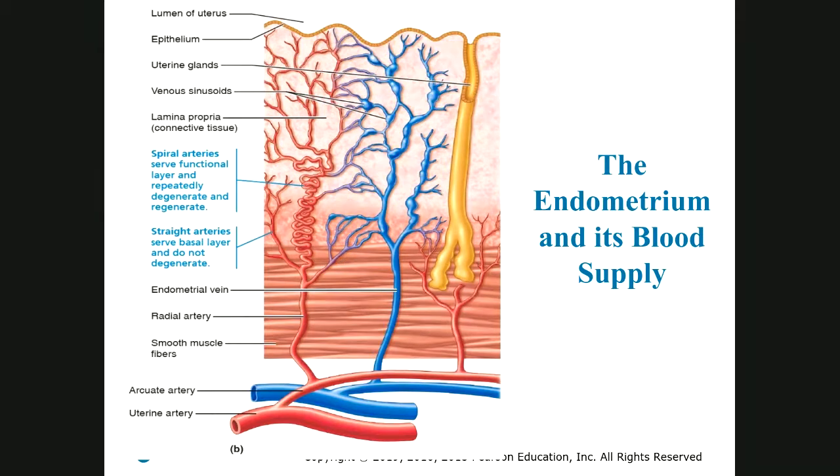Straight arteries, and we have those very funny looking spiral arteries. Those spiral arteries go into the functionalis stratum or layer. The straight artery serves the basal layer and does not degenerate. Those, of course, degenerate because the functionalis is shed every menstruation, right? And that causes spasm during the menstruation. During the period, we as females get a lot of spasm and pain. Okay.